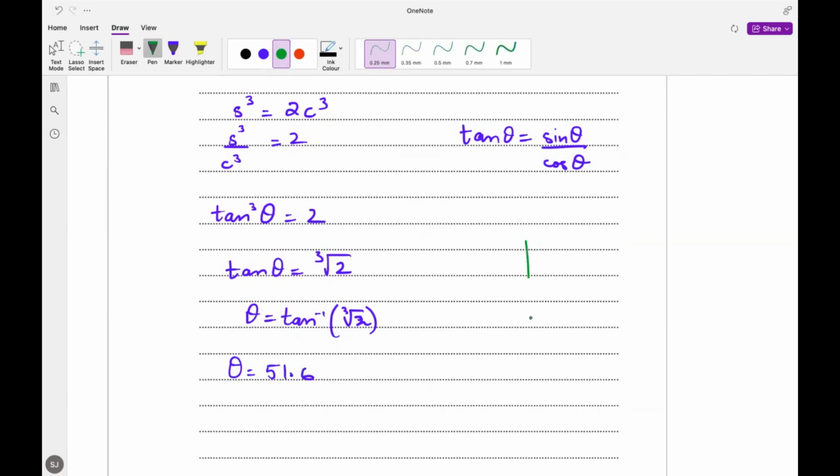Now we know that tan is positive in the first quadrant and the third quadrant. So this basic angle, which is 51.6, will be made over here in the first quadrant and the third quadrant. So finally, our values of theta will be 51.6 and the other value will be 180 plus 51.6, which equals 231.6.